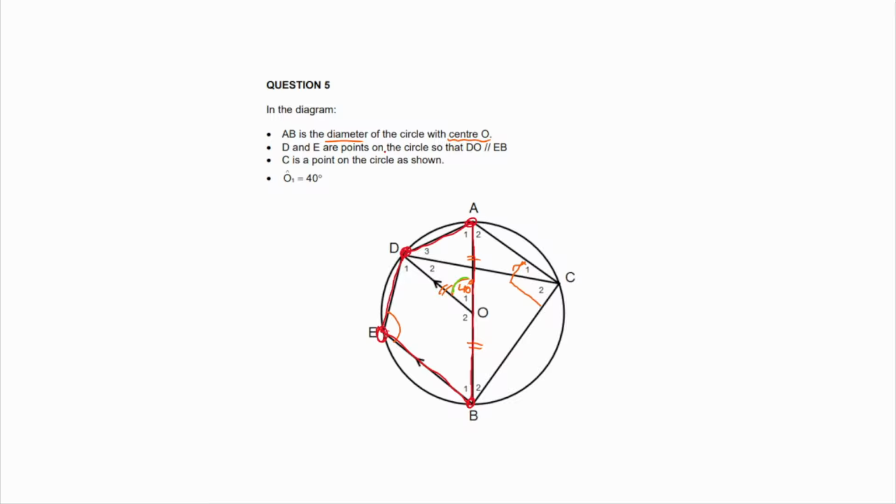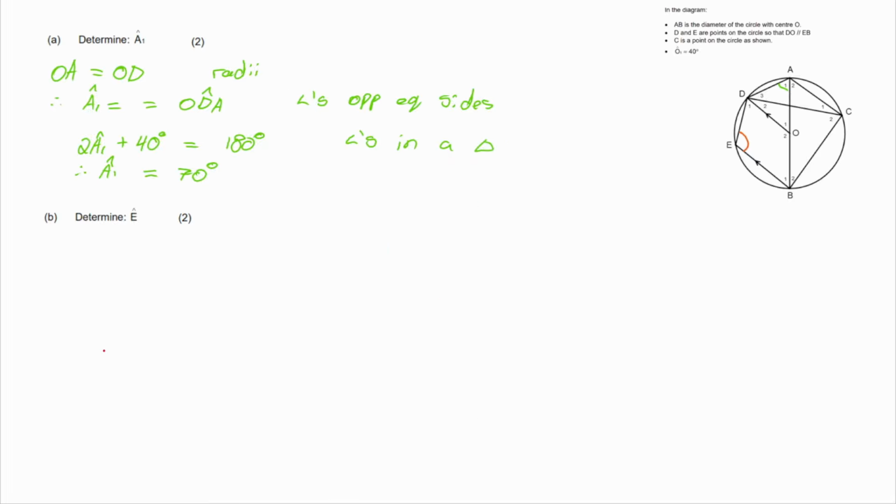They say C and D are points on the circle, and AB is the diameter, so they have to be lying on the circumference. They ask for angle E, but I know A1. I know that in a cyclic quad, opposite angles are supplementary. So I can find E by saying E is equal to 110 degrees, and that's because of opposite angles of a cyclic quad.